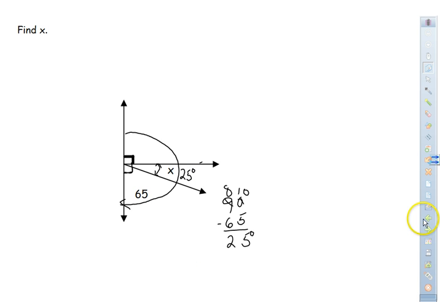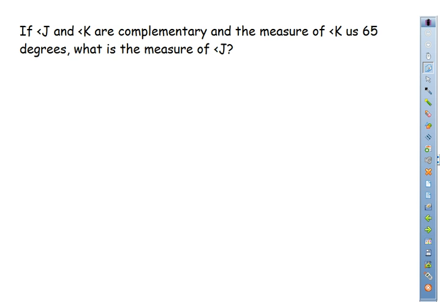Okay? So now let's look at the next one, and I'll let you go ahead and read this. Alright, so this means angles. If angle J and angle K are complementary, and the measure of angle K is 65 degrees, what is the measure of angle J?